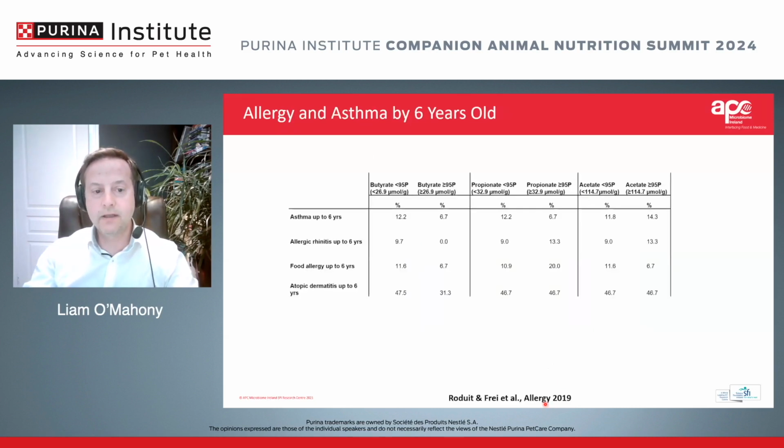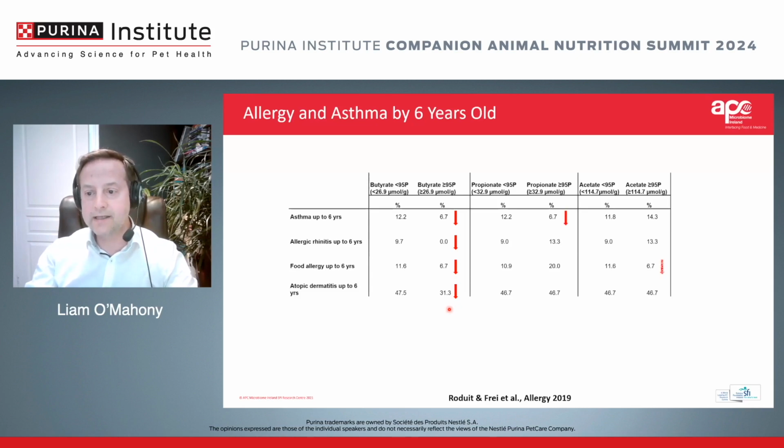And if we look at some of the disease outcomes, what we can see is, again, if we divide those kids between those with the highest versus the lowest levels, asthma was reduced by 50% in those with the highest levels of butyrate. None of the kids had allergic rhinitis. Food allergy was reduced by about 50%, and atopic dermatitis was reduced by about a third. So this is a very nice correlation between higher levels of short chain fatty acids like butyrate and reduced disease outcomes.